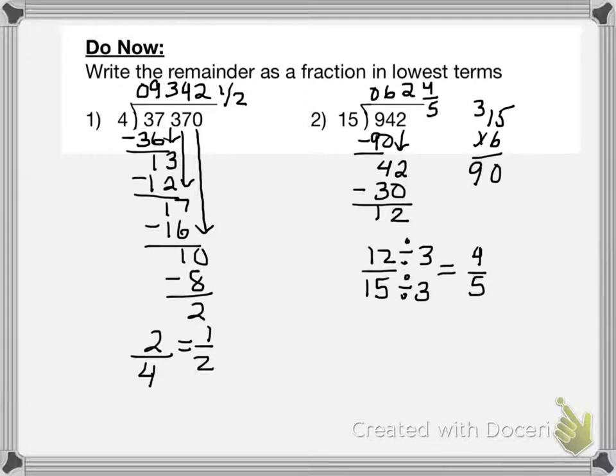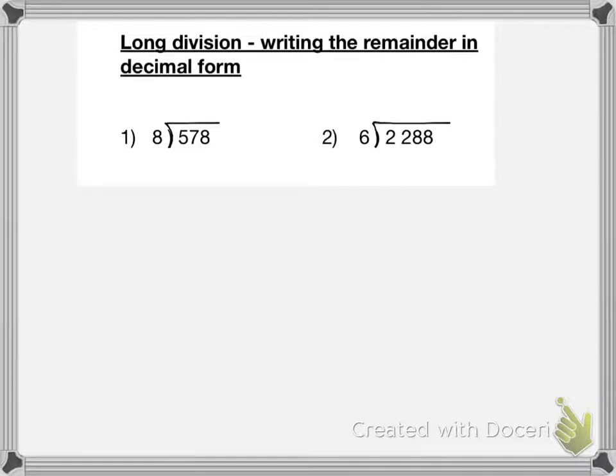All right, so let's get on to today's lesson. Today we're going to continue on with long division, but now we're going to write the remainder in decimal form. So let's start with question number 1. 578 divided by 8, and you can pause the video right now and work it through on your own and check your answer with mine as you like, or watch me work it through if you're unsure of the topic.